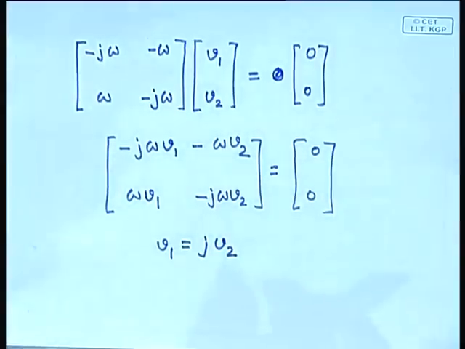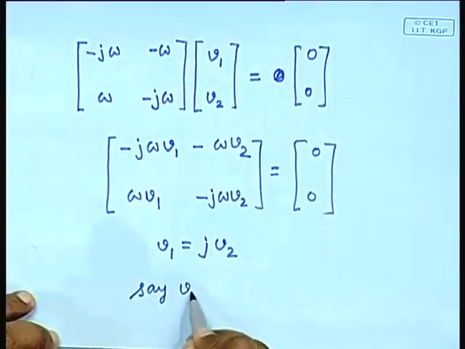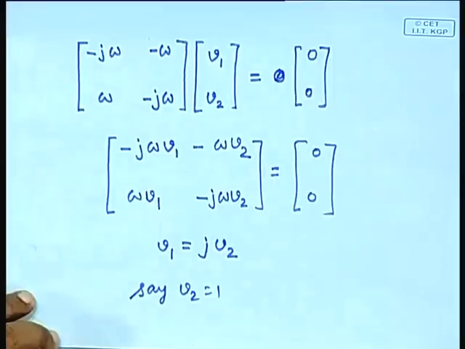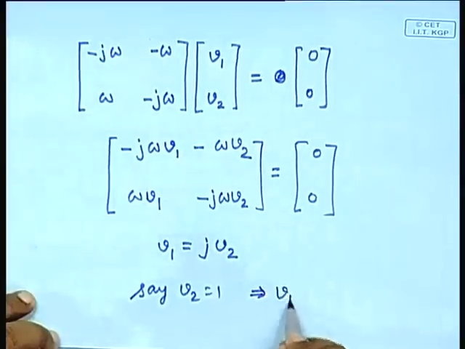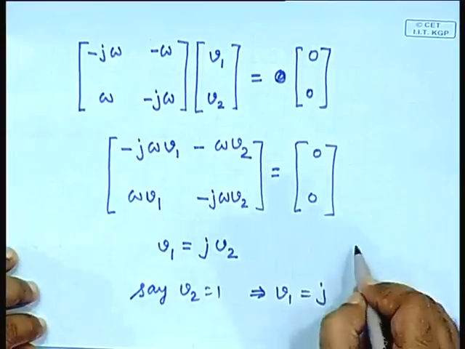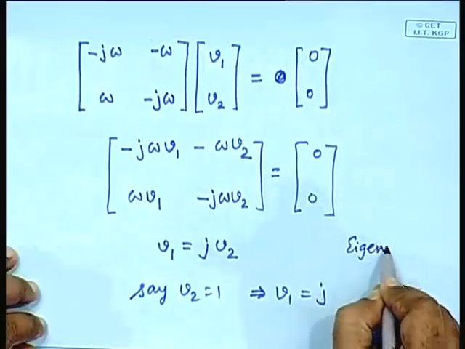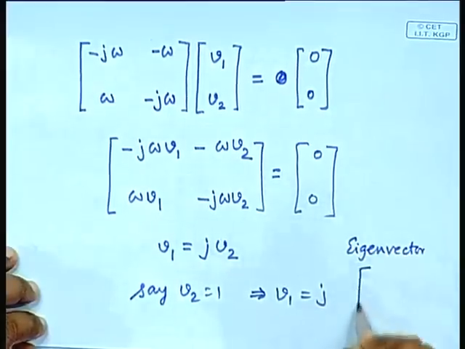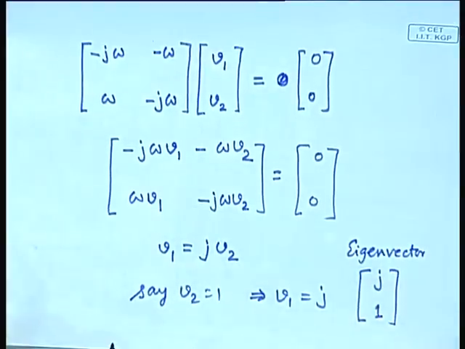You need to choose a vector. As I said, it will not be a unique vector. You have to choose one point and then on that basis the other will be given. Say V2 is equal to 1, and that gives V1 equal to j. So the V1, V2 eigenvector will be j and 1. Happy? That is how you obtain the eigenvector.